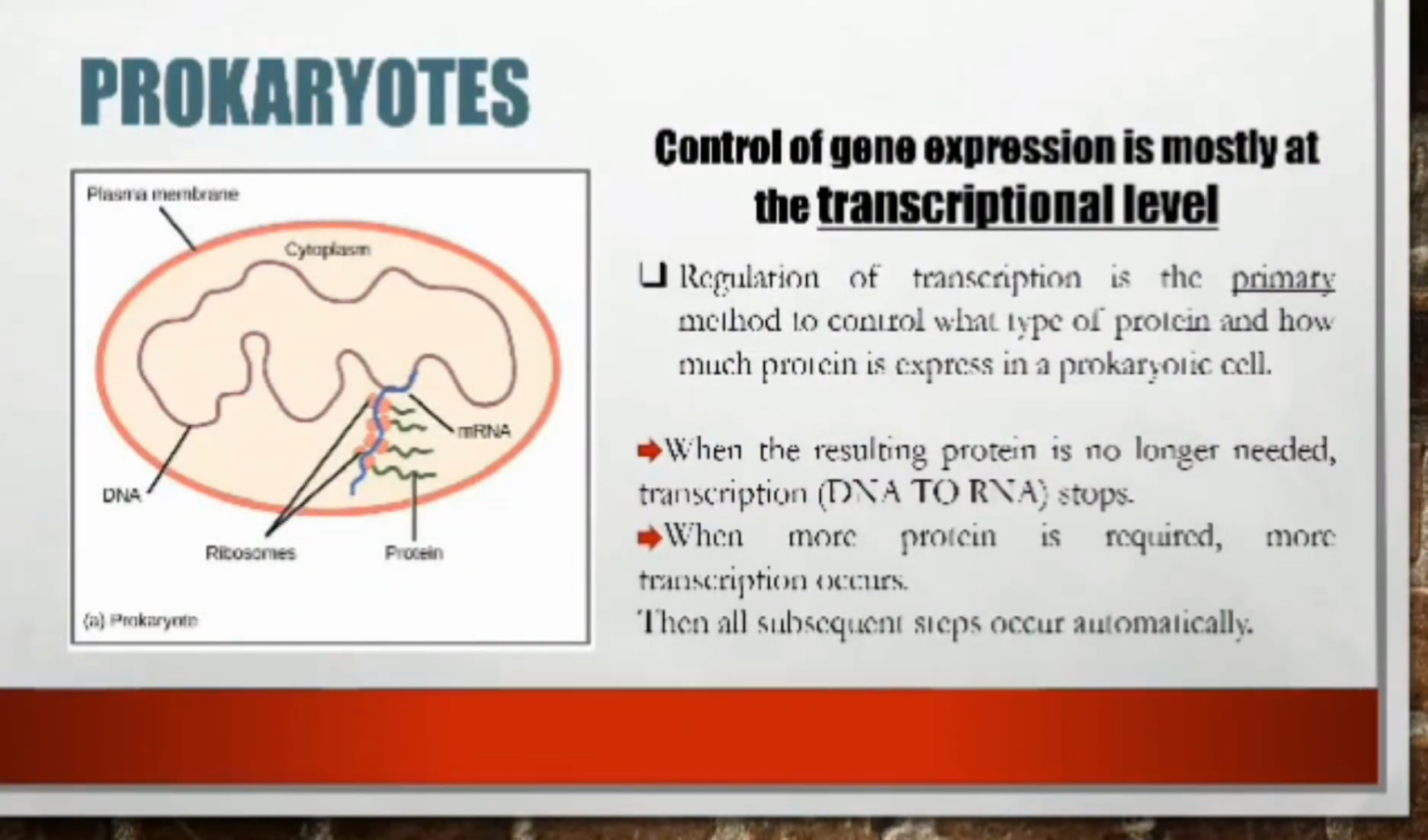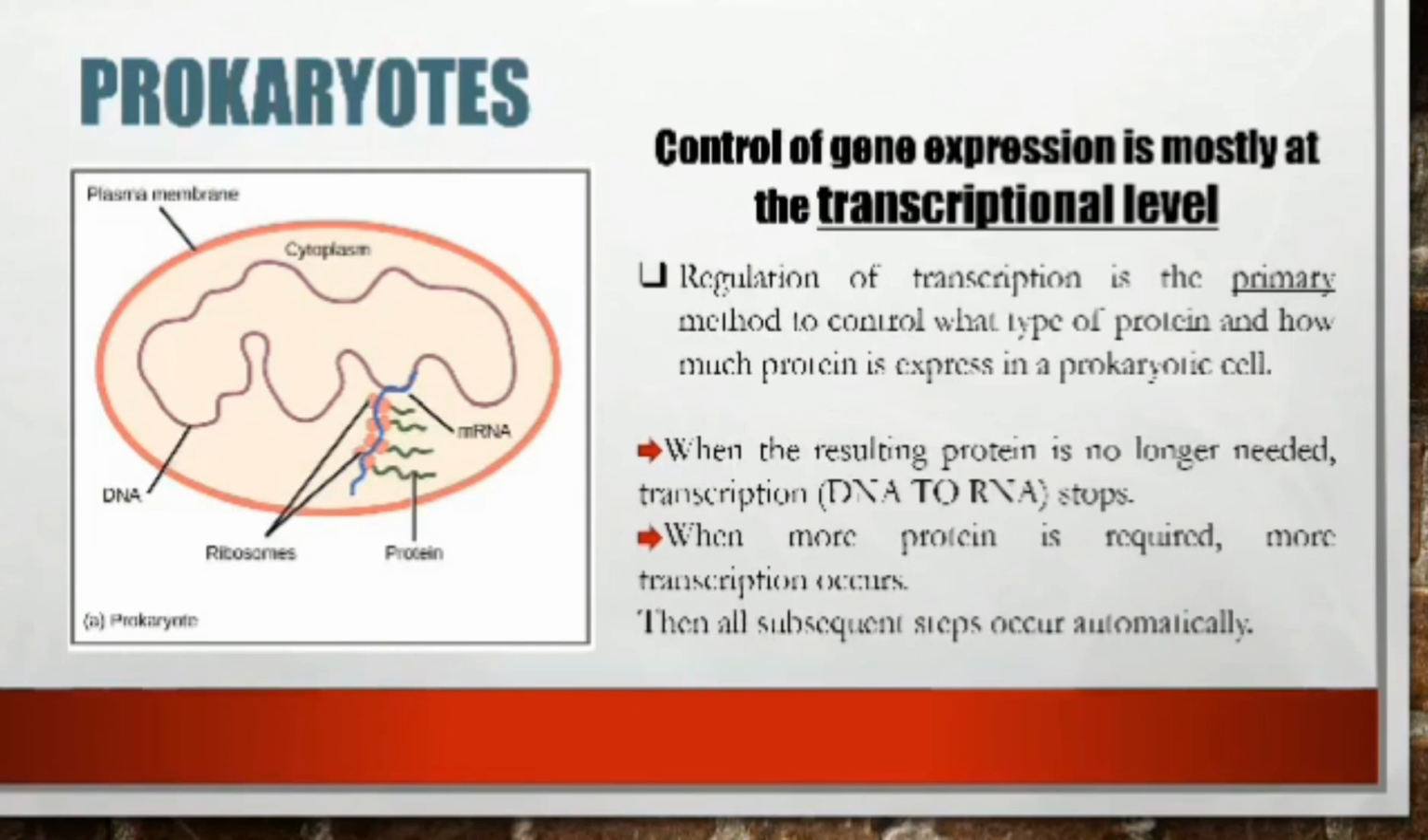In prokaryotes, the control of gene expression is mostly at the transcriptional level, which is the process of DNA to RNA. Stated here is that regulation of transcription is the primary method to control what type of protein and how much protein is expressed in a prokaryotic cell.